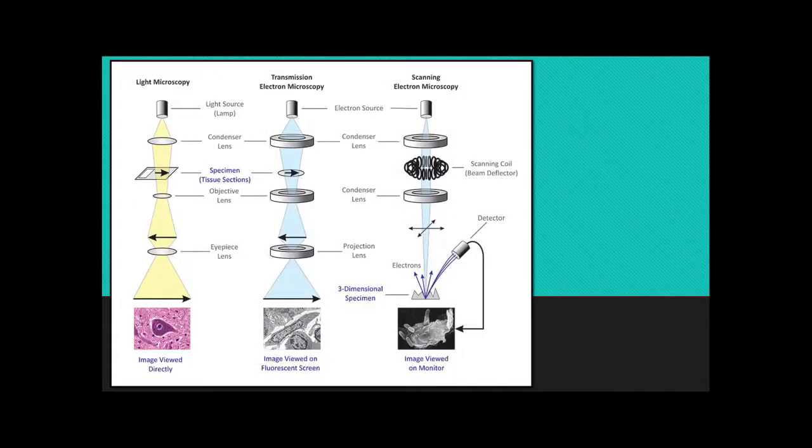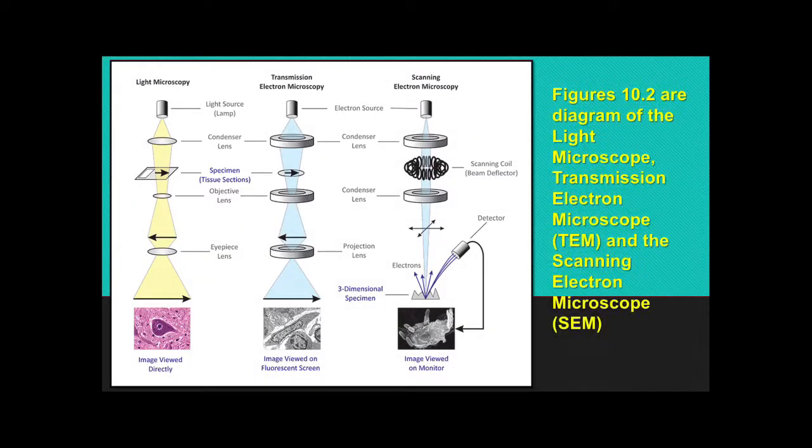Okay, we have this figure here which shows the diagram of the light microscope, then the transmission electron microscope, and finally the scanning electron microscope. Let's look at the images observed under each microscope. For light microscopy, we will get an image which is viewed directly like this. For transmission electron microscopy, we will get this image which is viewed on a fluorescent screen, and it is two-dimensional. And then finally for scanning electron microscopy, we will get an image viewed on the monitor, and it is three-dimensional.